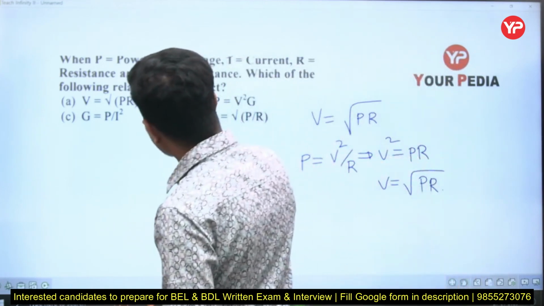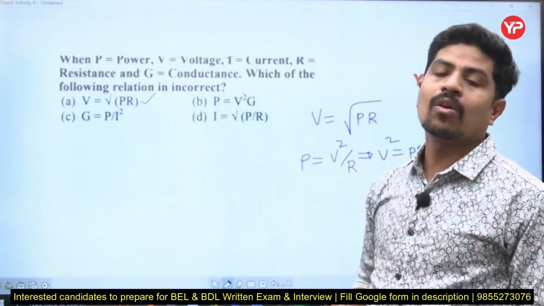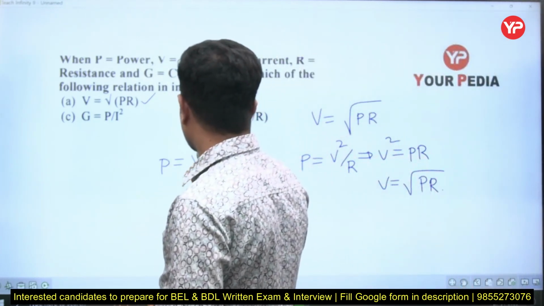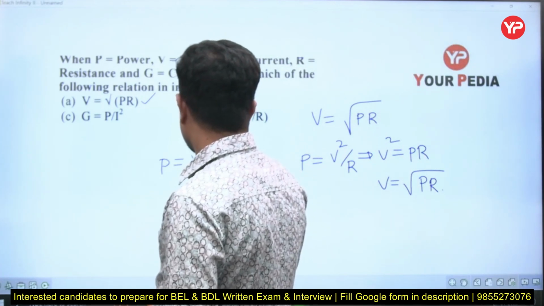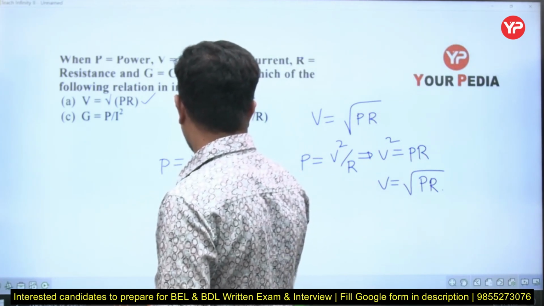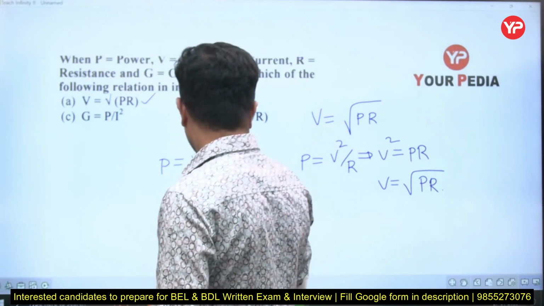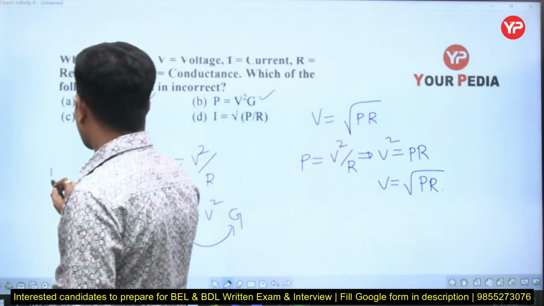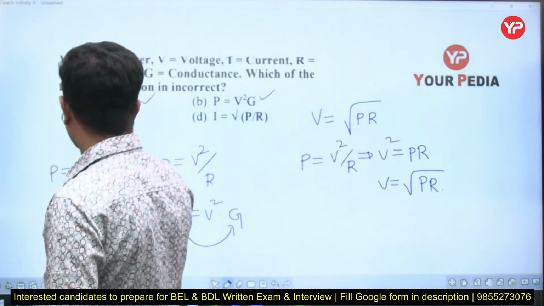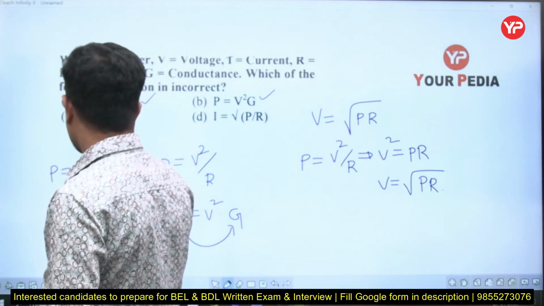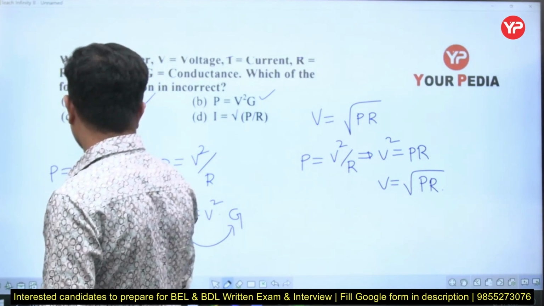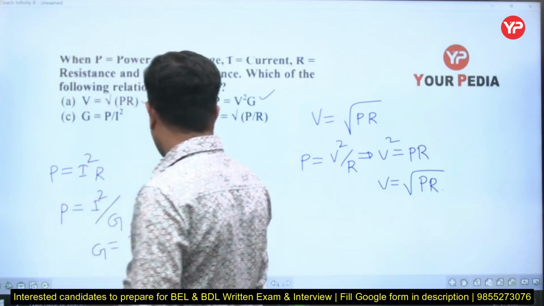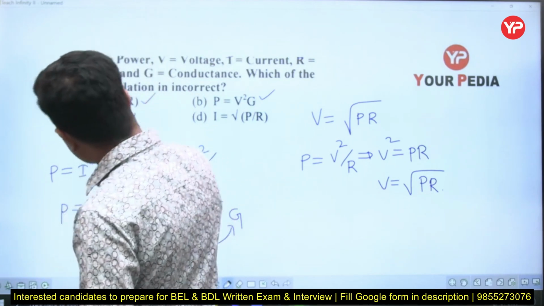Yes, relationship 1 is correct. That's not our answer, since it's asking which is incorrect. Next one is P equal to V square by G. P is equal to V square by R, so P is equal to V square into 1 by R, and 1 by R is G, right? Yes, this is also correct. Let's see the third one. What is power in terms of current? I square into R. So power is equal to I square R, and R can be written as 1 by G. So from this, G is equal to I square by P. Yes, this is wrong. Therefore, this is our incorrect relationship.